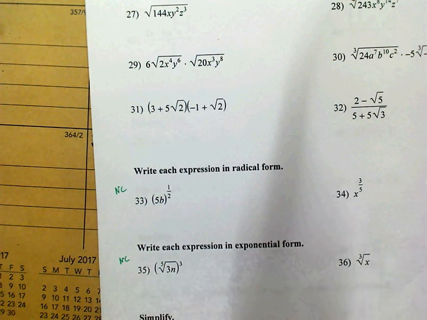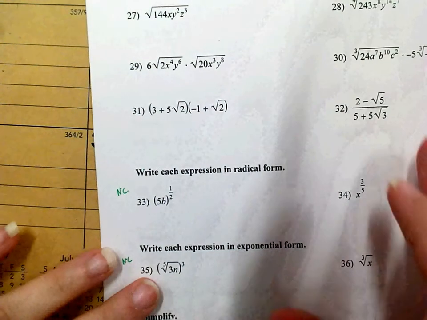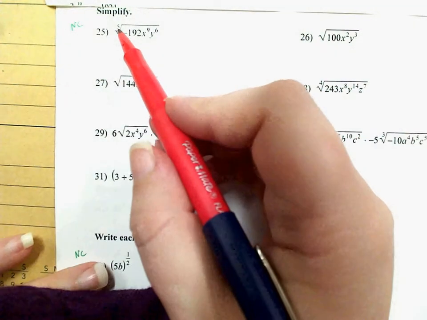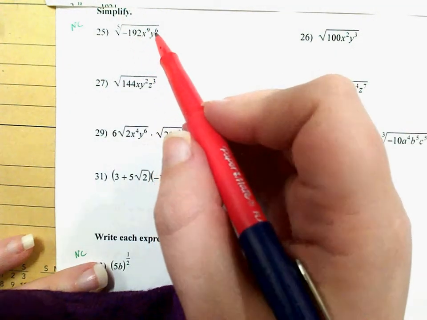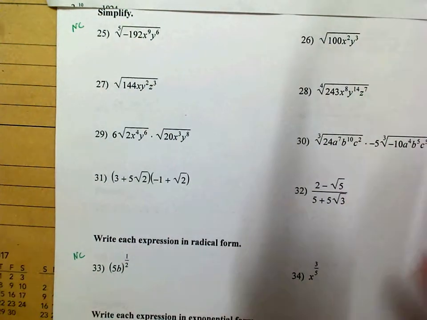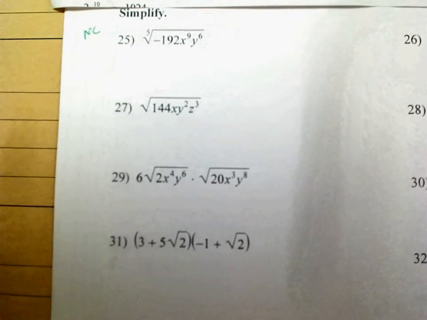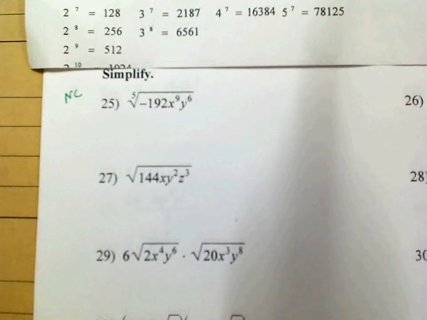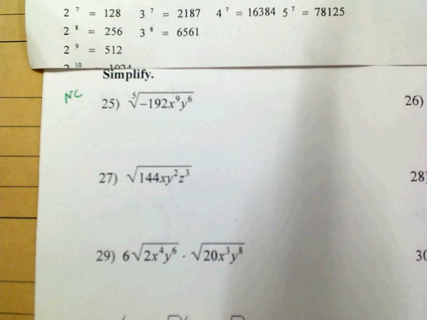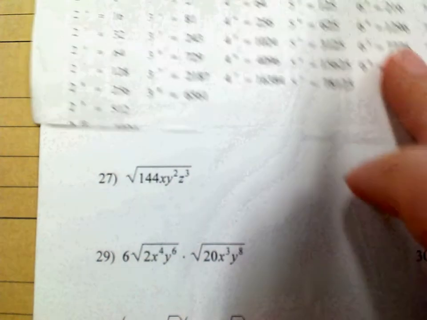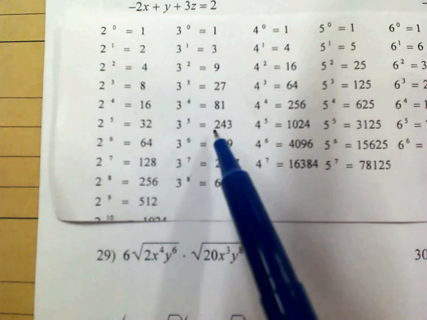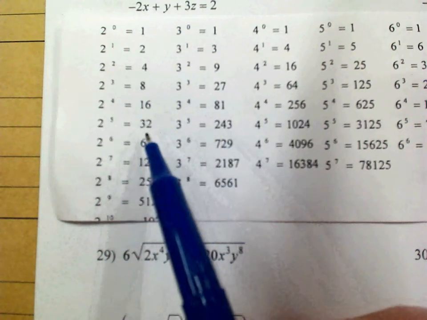On number 25, I've got the fifth root of negative 192, x to the ninth, y to the sixth. When you're doing these roots, you will have the power chart in front of you. But if I need to, I can start just simplifying and going from there. So I look at 192, and I look at powers of 5: 32, 243. 243 is already too big, so my only hope is 32, to see if 32 goes into it.